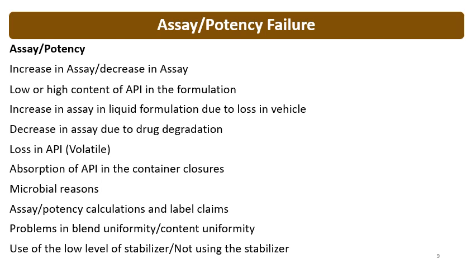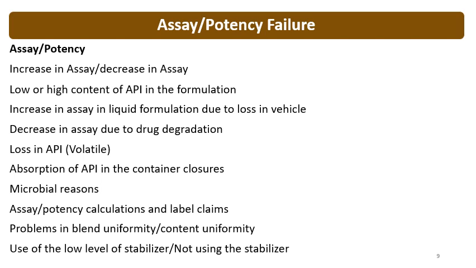Increase in assay due to drug degradation. Sorry, this is decrease in the assay due to drug degradation. And this decrease in assay due to degradation should be mass balanced with the impurity. Loss in API. Some APIs may be volatile. For example, I have considered here as a reason. Absorption of API in the container or closures. Microbial reasons. Assay and potency calculation and label claims.